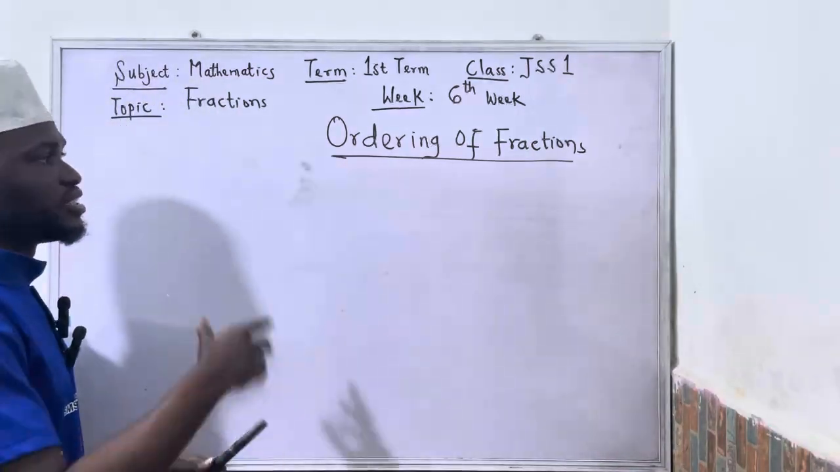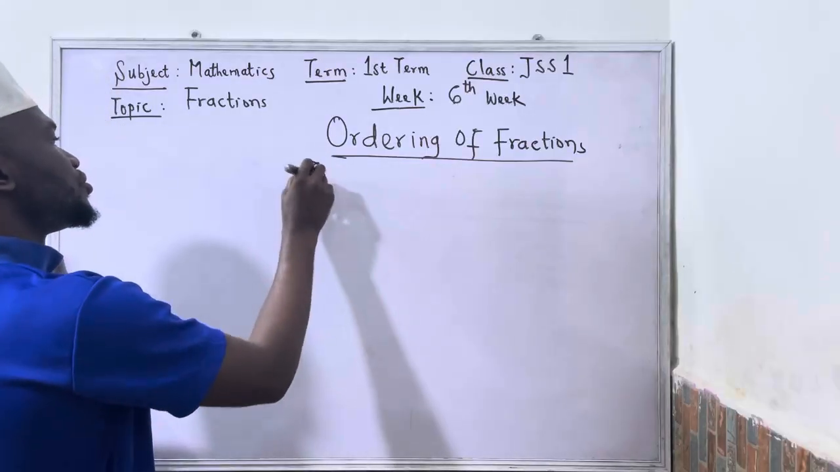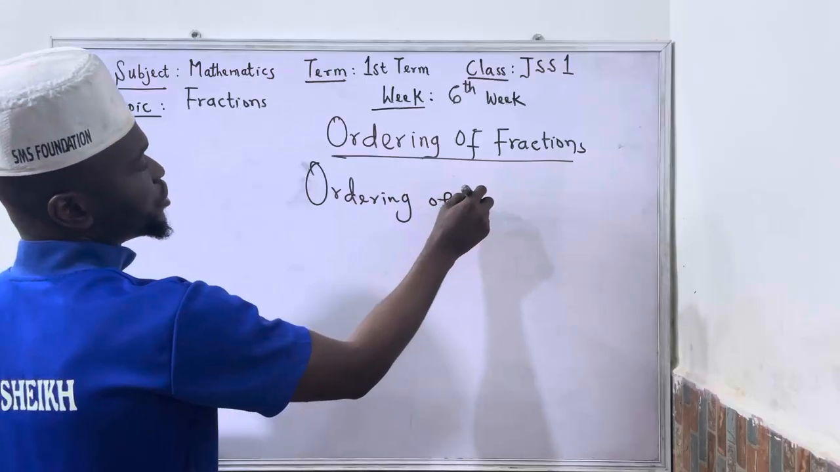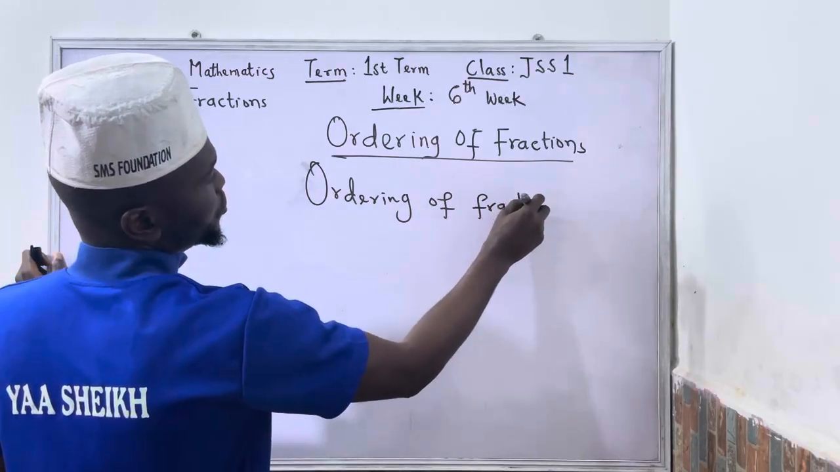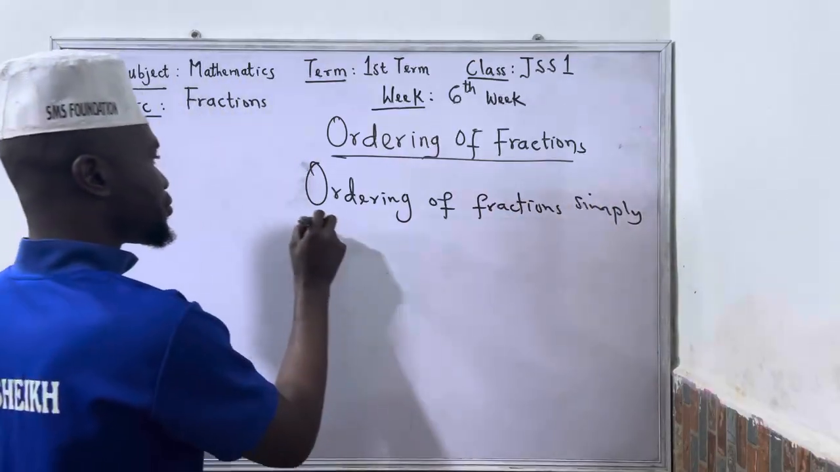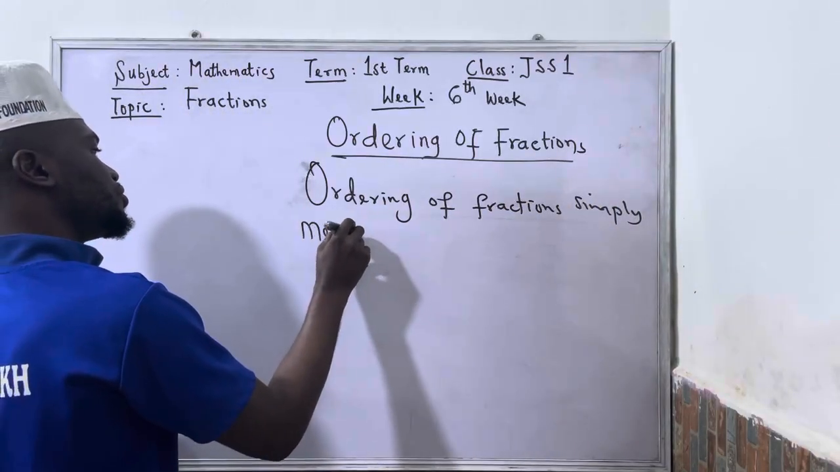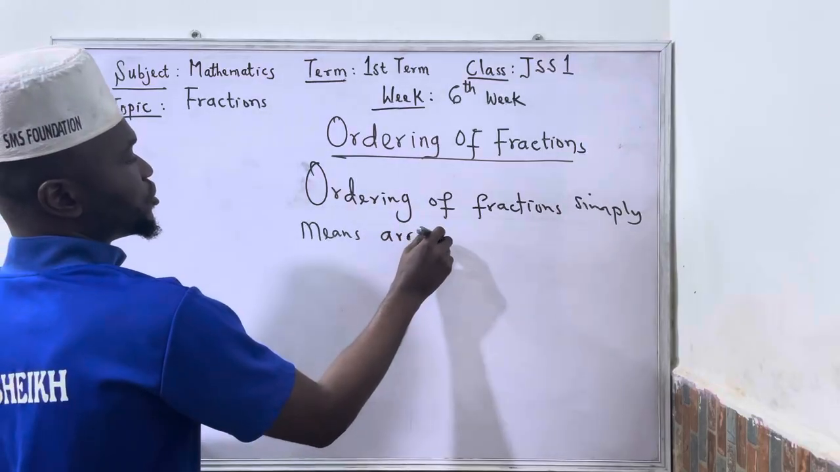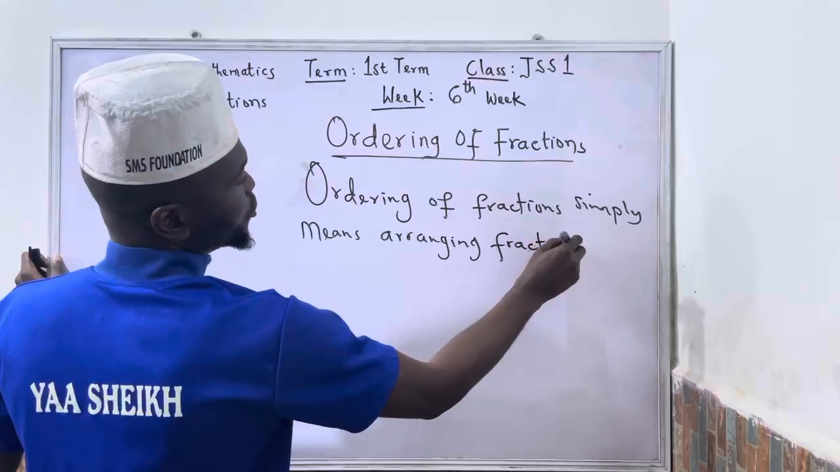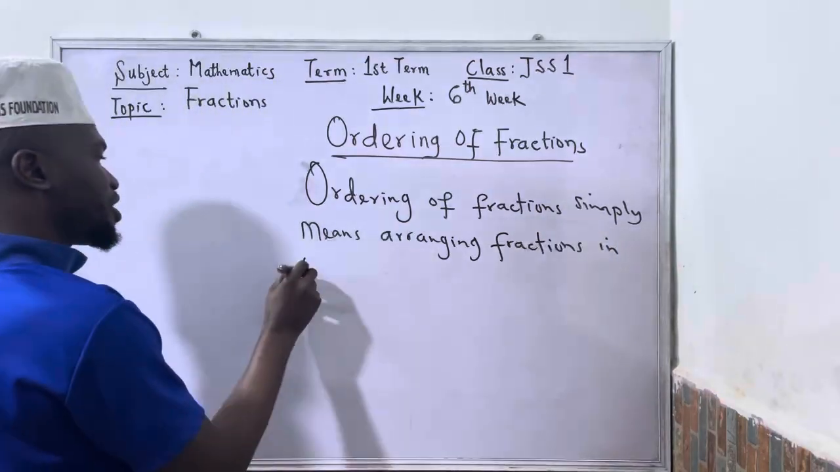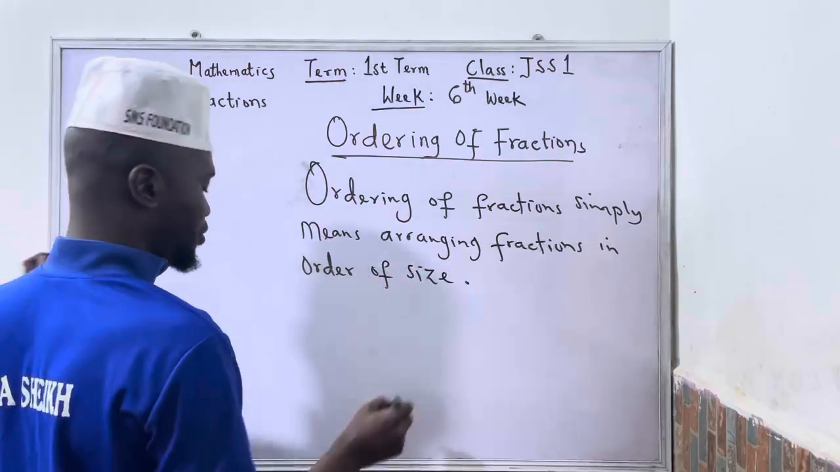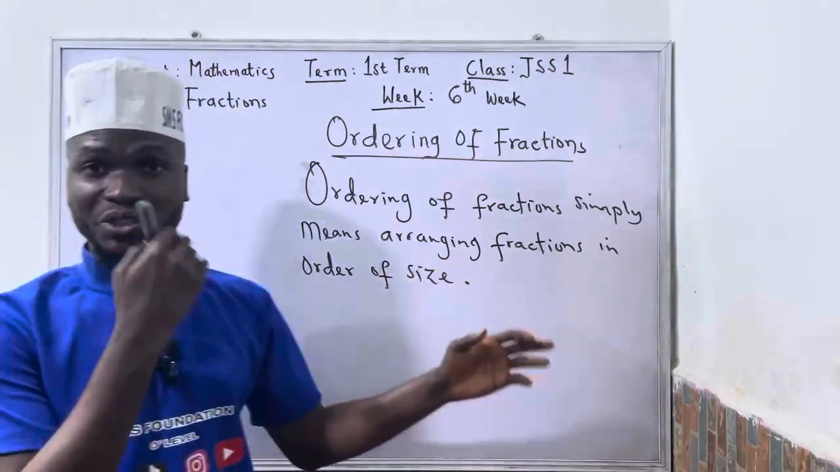So let me write the simple definition. Ordering of fractions simply means arranging fractions in order of size. So now we can arrange fractions in order of size.